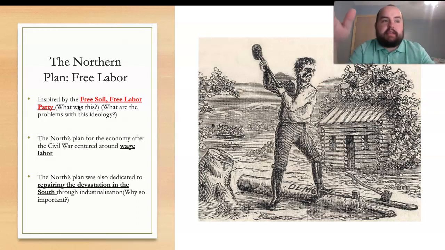They just wanted to get slavery out of the way so their wage labor workers could take all the jobs. So again, it's better than being a full-out supporter for slavery, arguably, but it's still not a perfect system. Also, another big part of their plan that's worth mentioning that I'm going to talk about a little bit today as well is their dedication to trying to repair the devastation in the South.